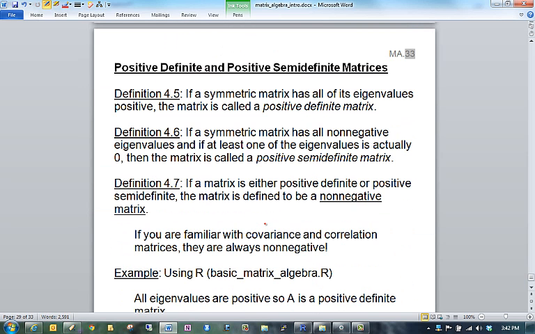And lastly here, let's talk about positive definite, positive semi-definite matrices real quick. Simply put, if you have a symmetric matrix and all the eigenvalues are positive, then the matrix is called positive definite. So just a nice name for it. If you have exactly the same thing, but at least one of the eigenvalues is actually 0, then you have a positive semi-definite matrix. And if you have either a positive definite or positive semi-definite matrix, you have a non-negative matrix. This matrix A that we saw before was positive definite because all the lambdas were greater than 0. All the eigenvalues were greater than 0. If you've heard of covariance matrices before, a covariance matrix is always at least positive semi-definite. Most of the time, you're going to be working with a positive definite matrix.